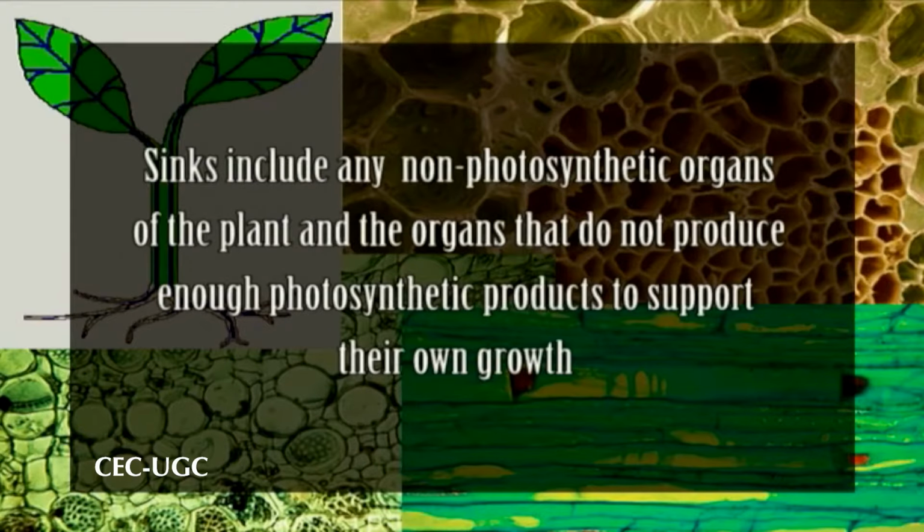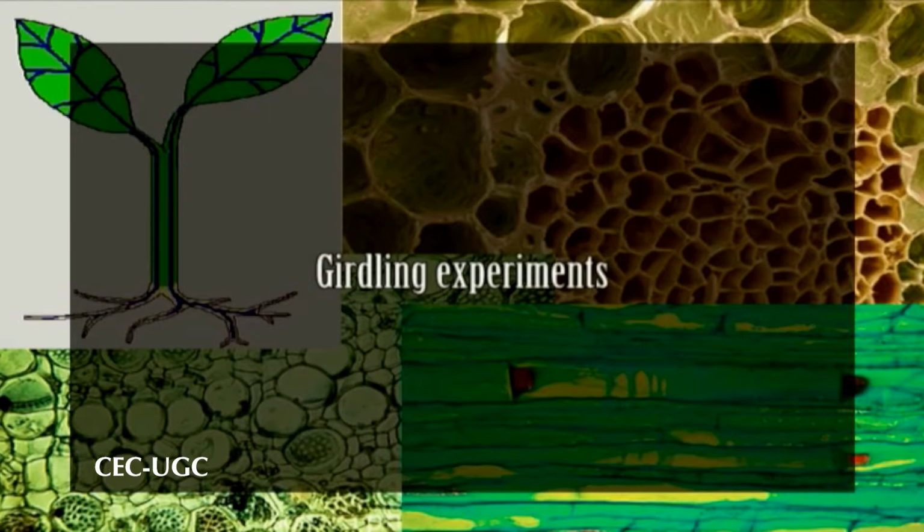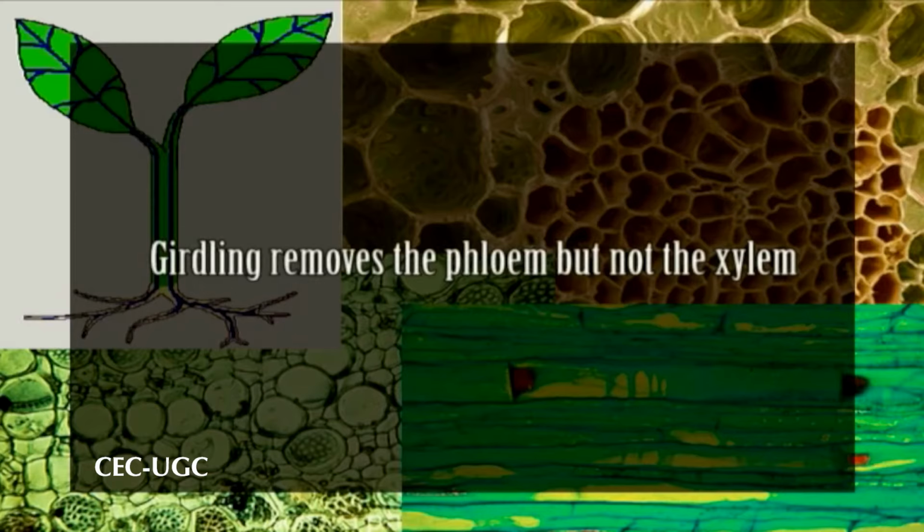Sinks include any non-photosynthetic organs of the plant and the organs that do not produce enough photosynthetic products to support their own growth or storage needs. Many experiments like girdling and labeling studies support the source to sink pattern of translocation in the phloem. Girdling experiments. Girdling is removing a band of bark from the circumference of the tree. Girdling removes the phloem but not the xylem.